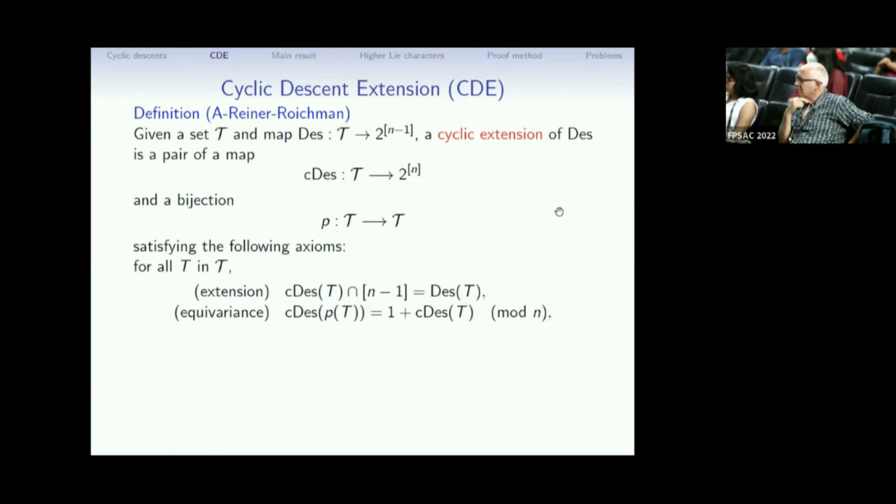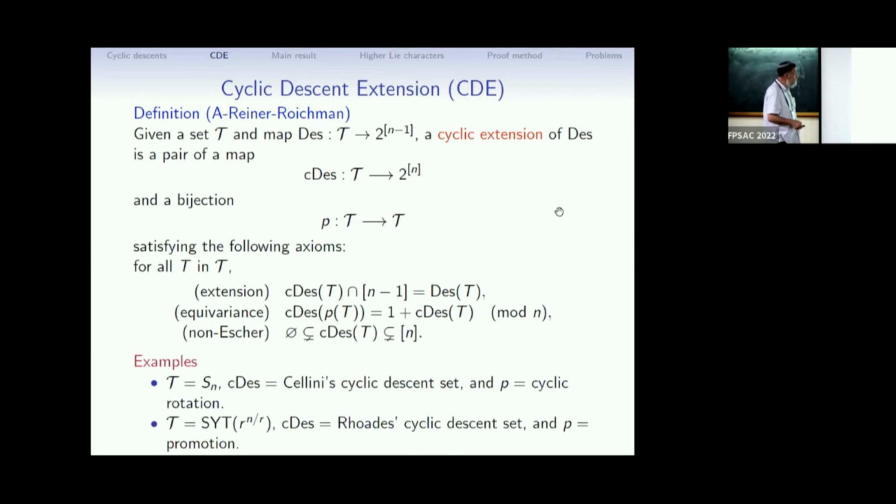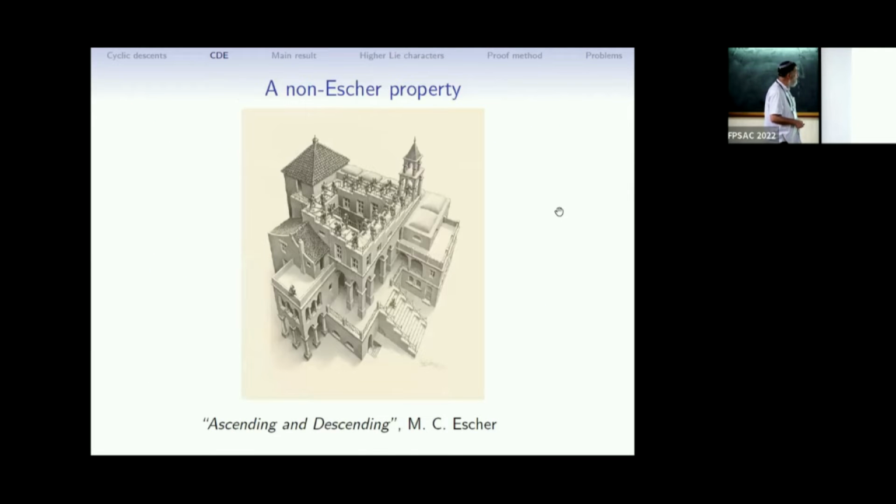Surprisingly, there is a third axiom or property, which is not so transparent at first glance. And this is the non-Escher property. The cyclic descent set of an element of T cannot be the full set or the empty set. And why do we call it non-Escher? This is because of the famous Escher drawing.